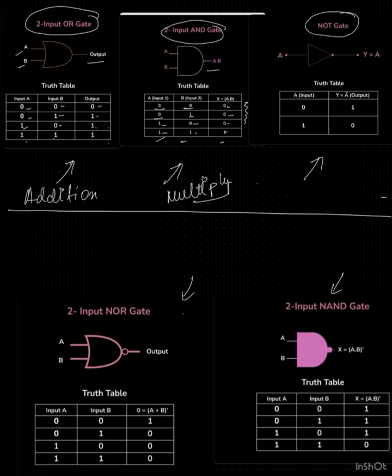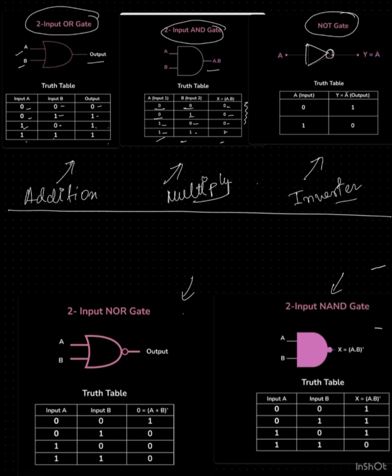Okay, so NOT gate, you can see that it has a triangle type structure here, and here there will be a small circle. Okay, it is based on single input. It will take a single input and it will give a single output. A NOT gate is also called an inverter gate. Why? Because whatever input it will take, it will just invert and give the output.